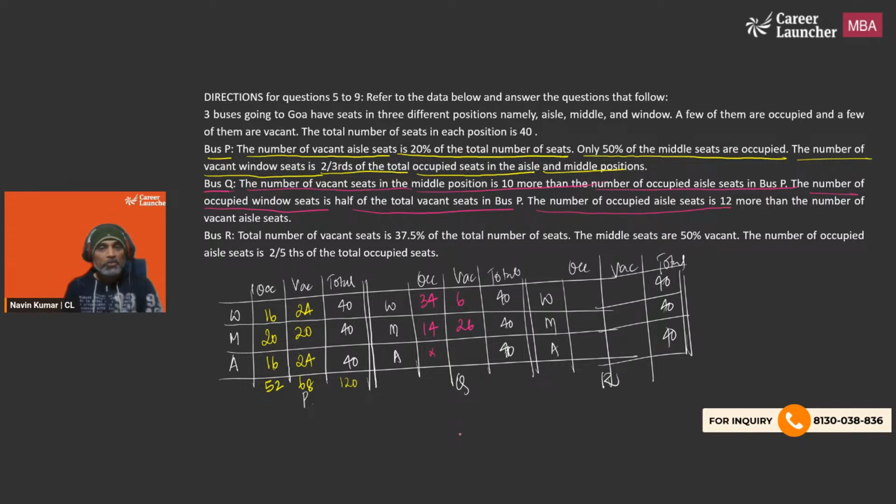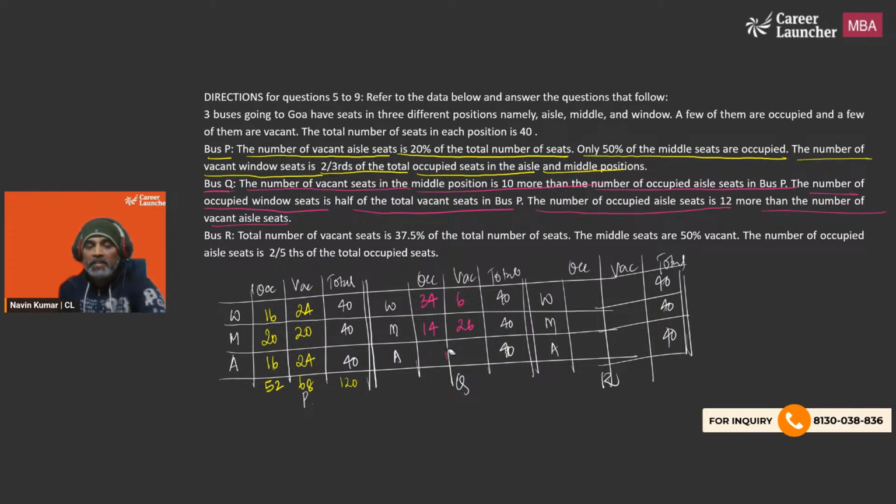Now, the number of occupied aisle seats, this is 12 more than the number of vacant aisle seats. Number of vacant aisle seats se yet 12 zyada hai. So what we are going to do is divide 40 into 2 equal parts, 20, 20. And if I increase occupied aisle by 1, then vacant aisle will decrease by 1. So that's a change of 2. Since we need a change of 12, we need to add 6 there.